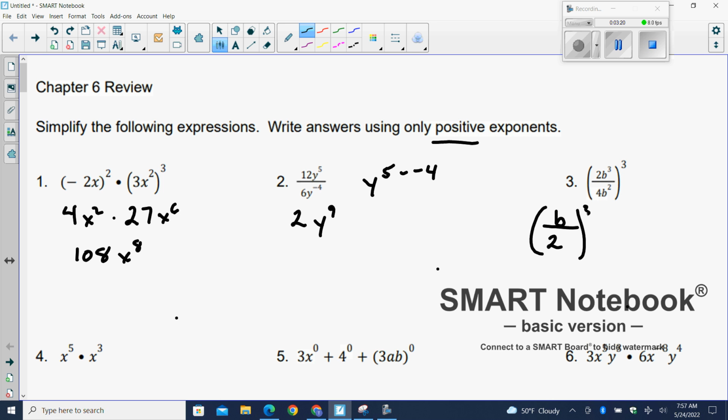So that whole thing is raised to the third power. So I simply raise the top to the third power, and I raise the bottom to the third power. Remember, when you raise a number to an exponent, if you can evaluate it, you need to. So 2 to the third power, I can evaluate 2 to the third power, so I need to, and I get 8.